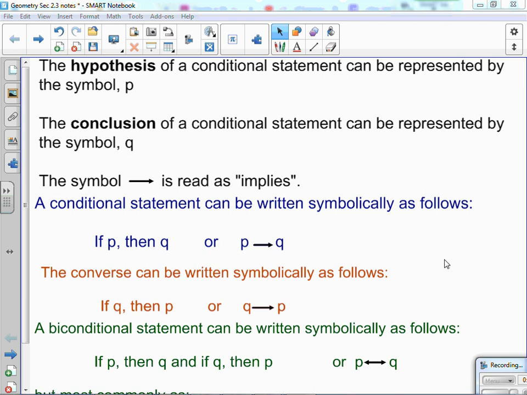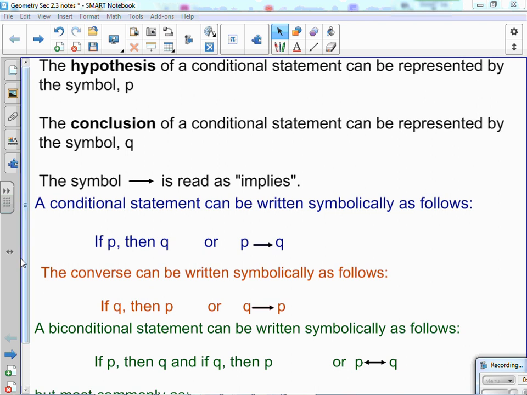The converse can be written symbolically as follows. So if Q, then P. So remember, converse switches the order, Q and P. So the conclusion goes to the hypothesis, and the hypothesis goes to the conclusion. So we've just switched P and Q here, right?